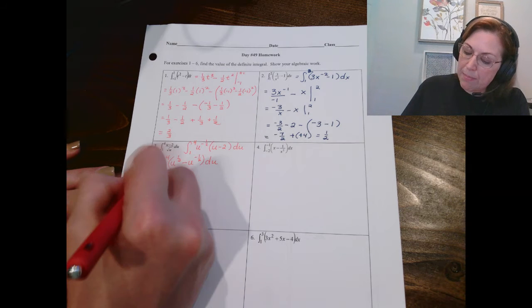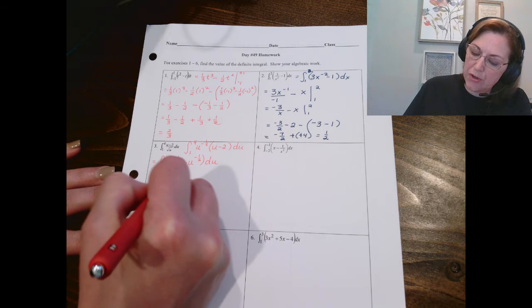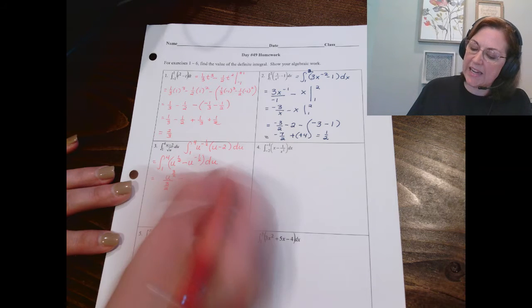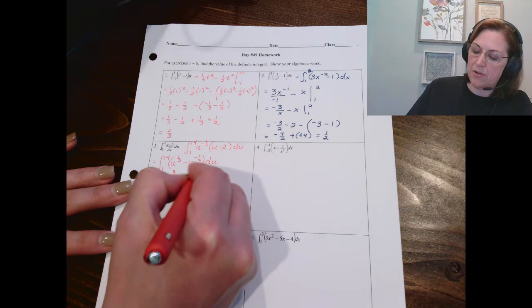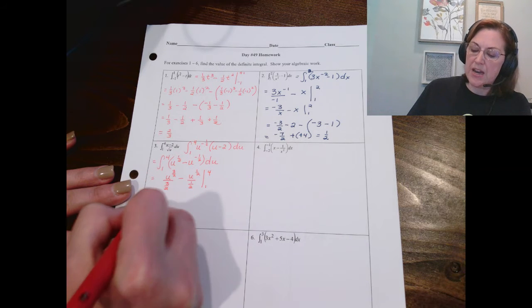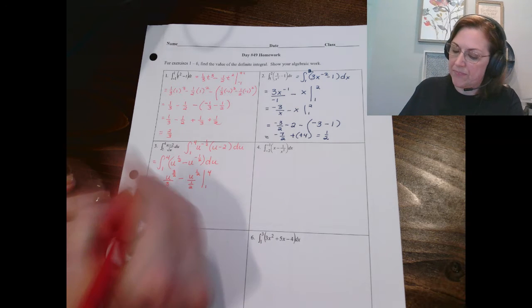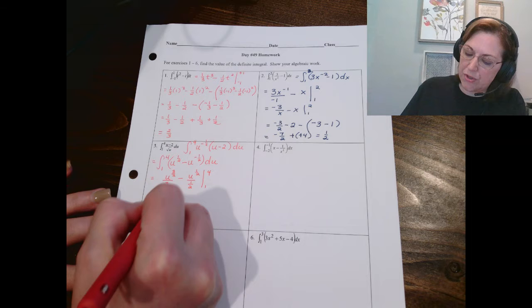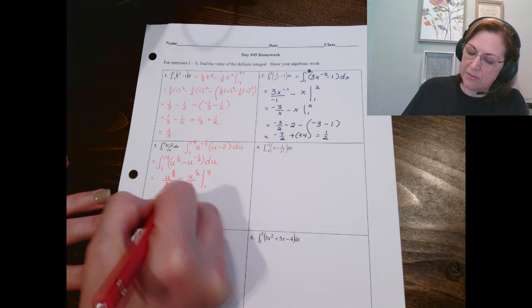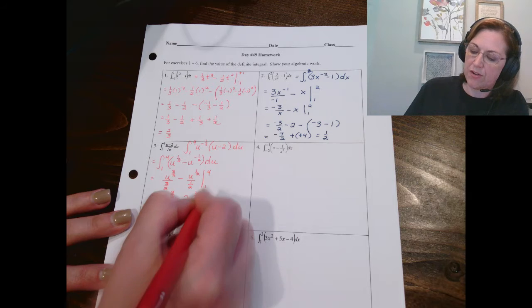So I'm going to increase the power by 1, put it over the new power. Again, increase the power by 1, put it over the new power, and we're going from 1 to 4. Now those fractions in the denominator, you're going to flip them and multiply. So I've got 2/3 times u to the 3/2 minus 2 times u to the 1/2. And again, we're going from 1 to 4.